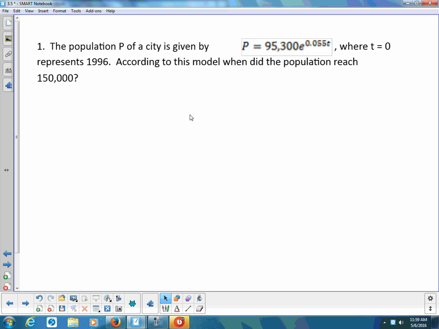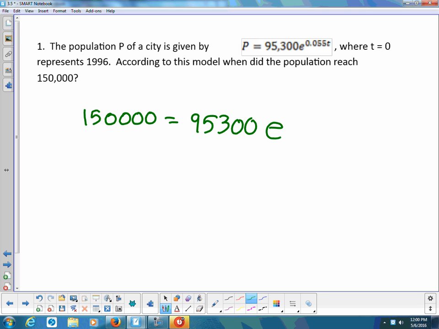Plug in 150,000 for P, and then solve, just like we've been solving problems earlier in this lesson from section 3.4. So if I plug in, 150,000 equals 95,300 e to the 0.055t. I'm going to pause this video while you take a little bit of time to solve this for t.